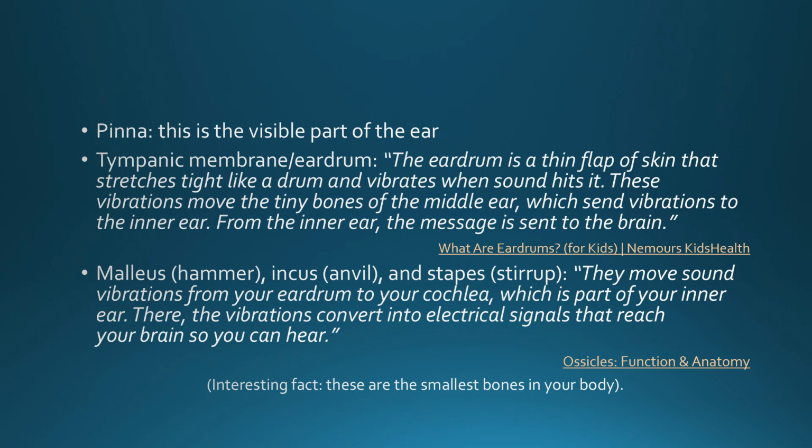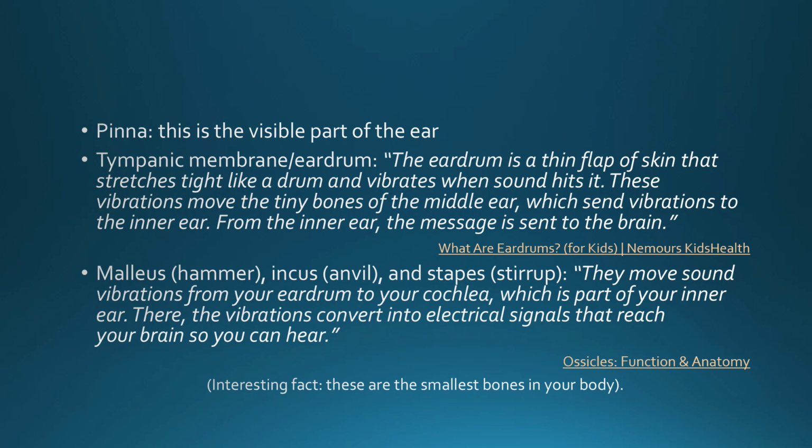After that, there's the eardrum. The eardrum is a thin flap of skin that stretches tight like a drum and vibrates when sound hits it. These vibrations move the tiny bones of the middle ear, which send vibrations to the inner ear. From the inner ear, the message is sent to the brain. So this is kind of the path that sound follows to get to the brain.